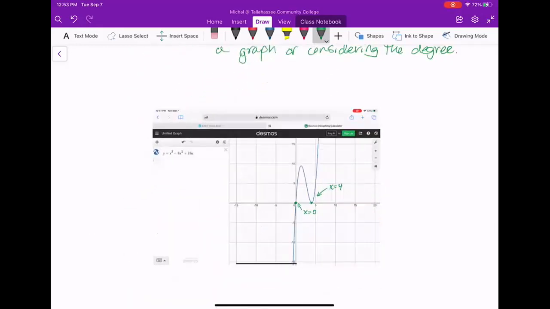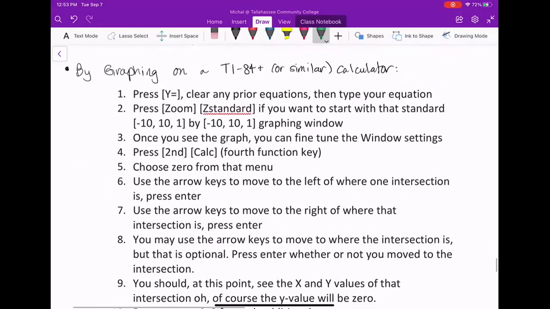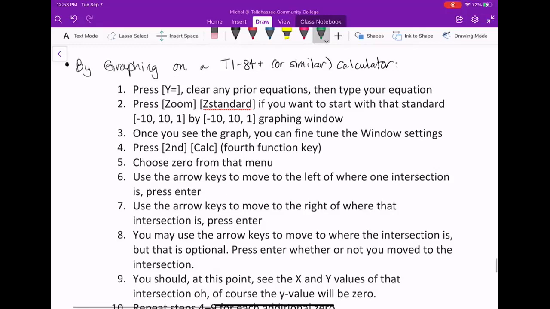However, if you're using a graphing calculator, you can get a numeric result by following some simple steps that I've included here. So I don't have a graphing calculator emulator for my iPad, but what I'm going to do is tell you the keystrokes that you would take in order to use a TI-83 or a TI-84 in order to find the roots. So the first thing that you would do is press y equals. That's going to clear any prior equation, or you need to clear out any prior equations and type your equation.